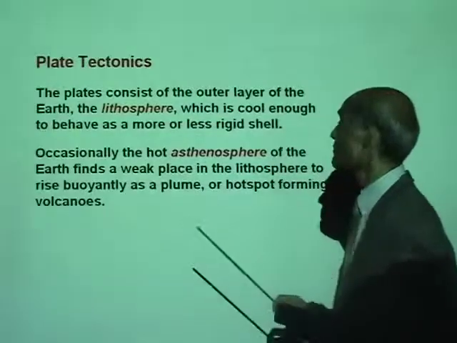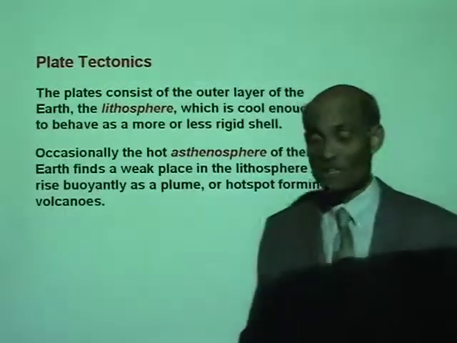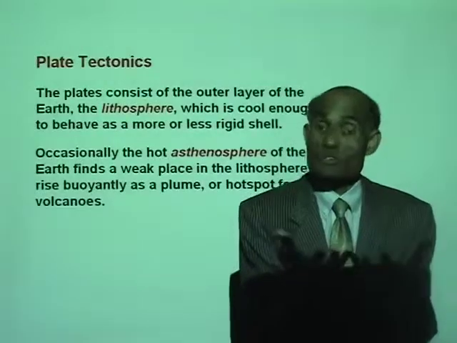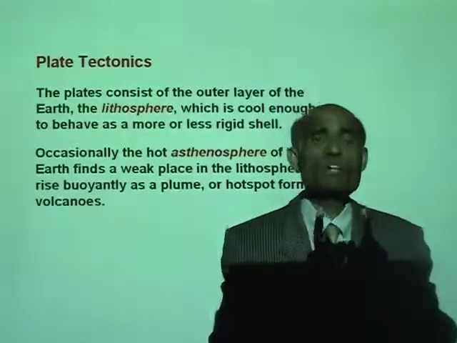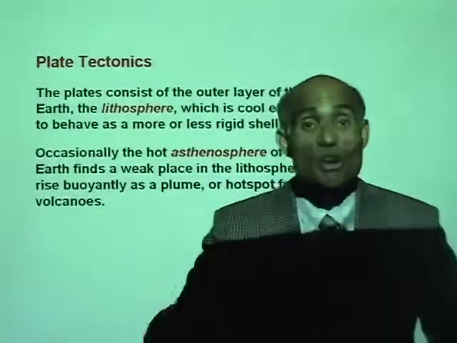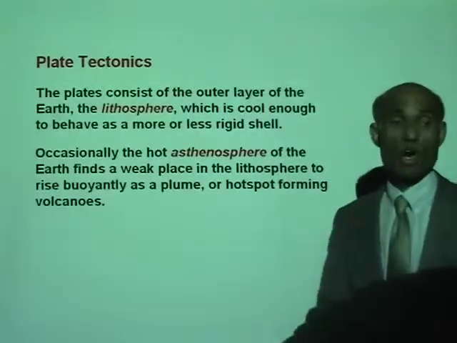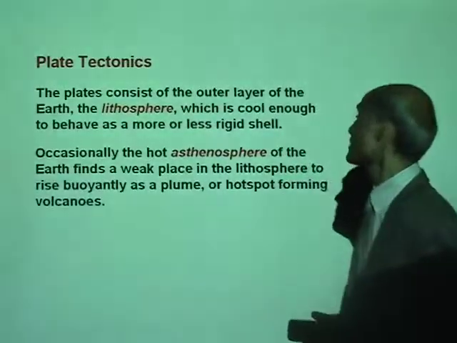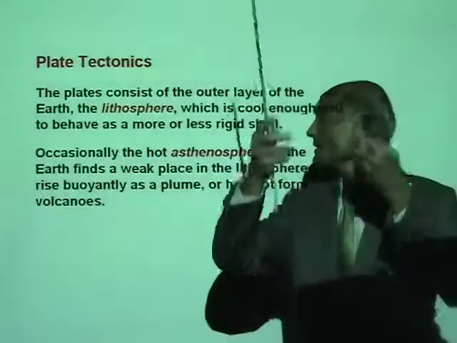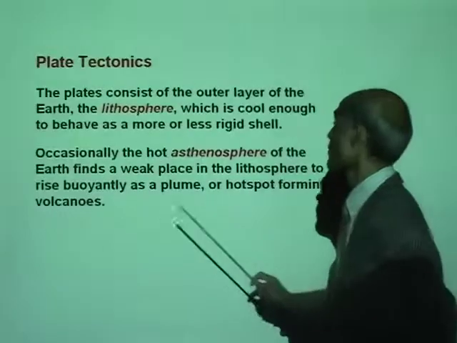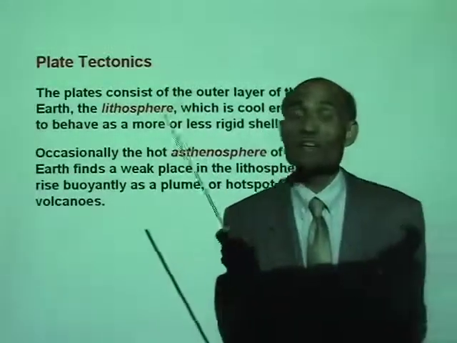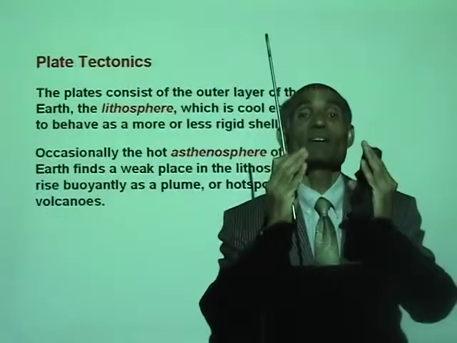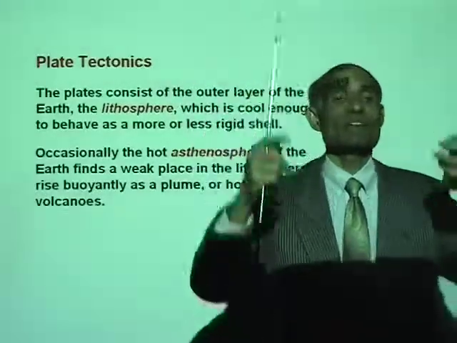Occasionally, the hot asthenosphere of the earth finds a weak place in the lithosphere. So wherever there is a break in the lithosphere, the hot asthenosphere, which can behave like a liquid, will creep in. You see? And that is the origin of volcanoes. So occasionally, the hot asthenosphere underneath the lithosphere finds a weak place in the lithosphere and rises buoyantly as a plume or hot spot, forming volcanoes. So volcanoes are the result of the asthenosphere finding a weak spot in the lithosphere and escaping through the cracks, coming out on the surface.